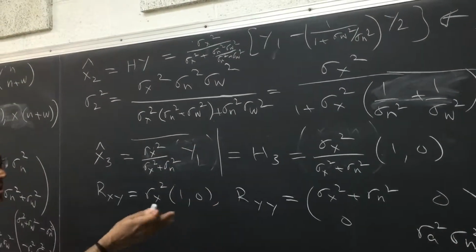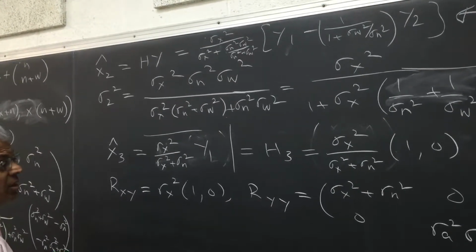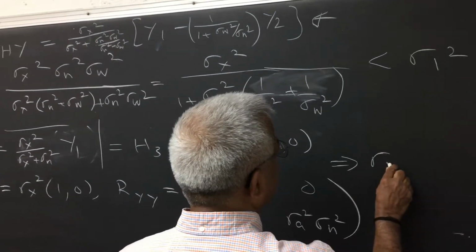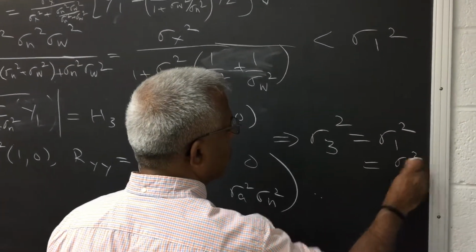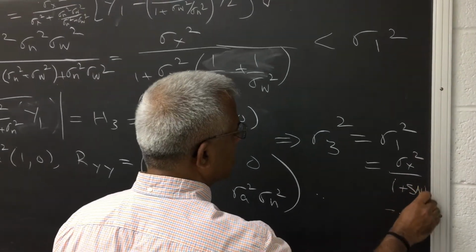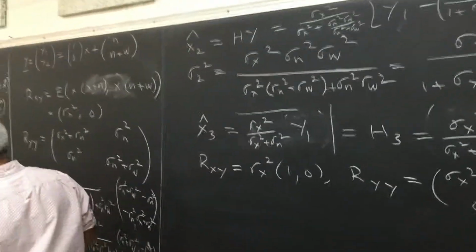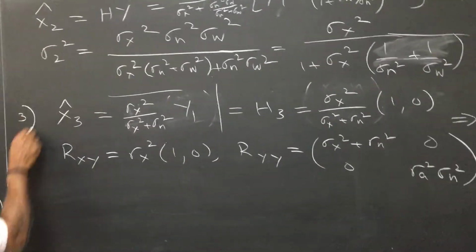So it simply decides that the best estimator is discarding the second data, so the result is that sigma 3 squared is the same as sigma 1 squared, which is sigma x squared over 1 plus sigma x squared over sigma n squared. So here the other data did not help. So finally, an equally interesting case is the fourth one. So this is the third one.